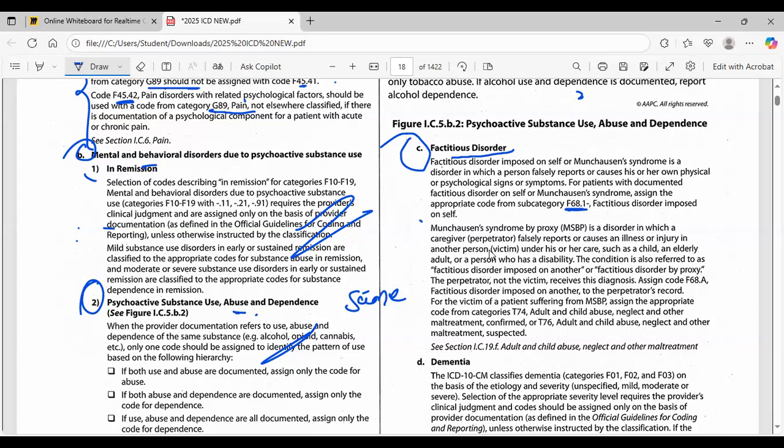And if the patient starts giving false facts about someone else, in that case you have to use F68.A. So you have to code F68.A whenever the patient is creating facts for someone else, to capture the factitious disorder.